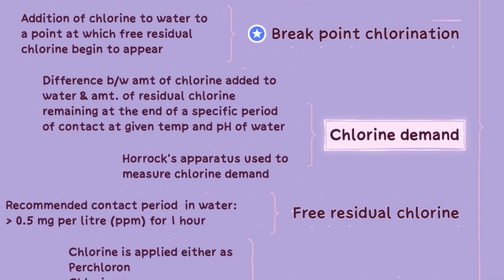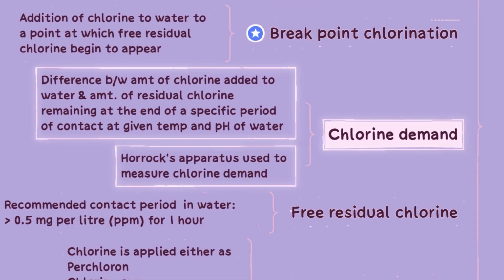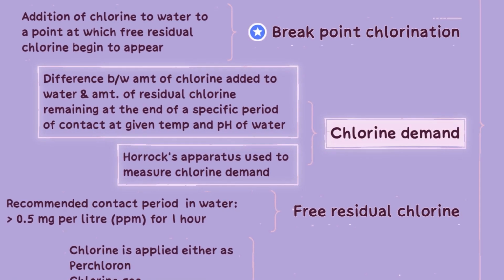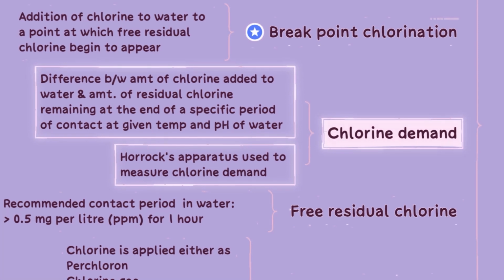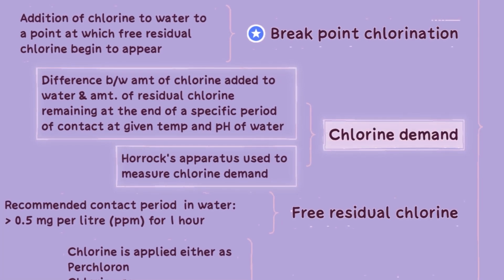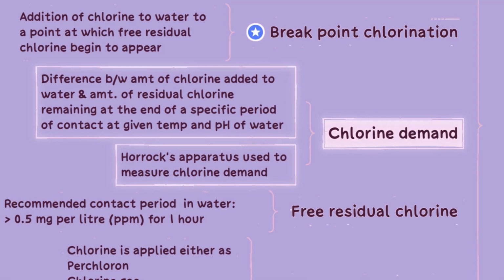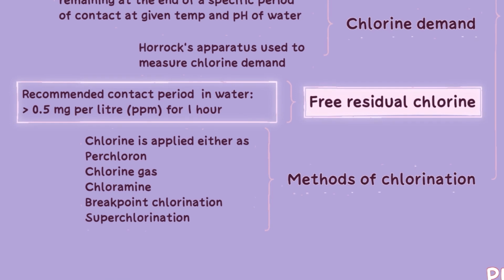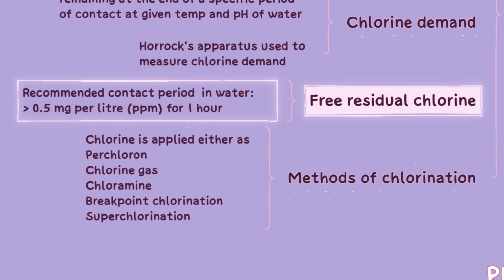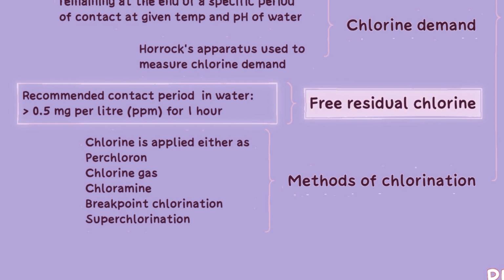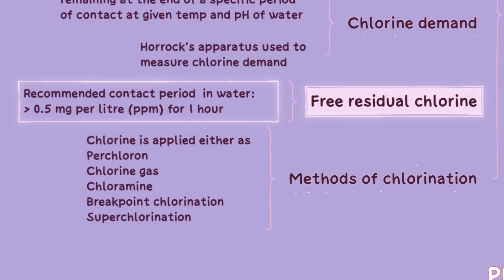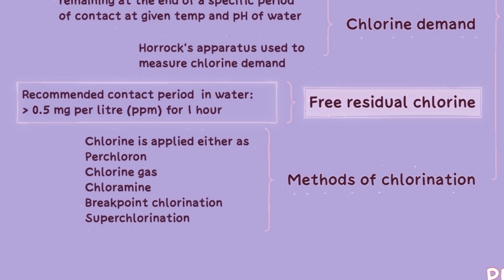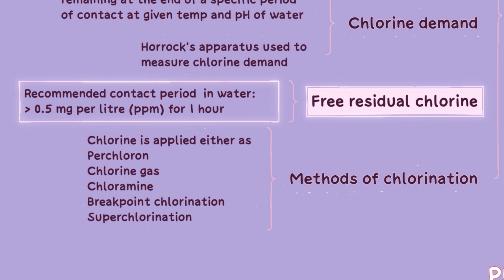Next is chlorine demand. It is the difference between the amount of chlorine added to the water and the amount of residual chlorine remaining at the end of a specific contact period at a given temperature and pH of the water. It represents the amount of chlorine consumed during disinfection. Lastly, we have a recommended contact period. Free residual chlorine, which is the chlorine available for disinfection, should be present in water for a recommended contact period. This period allows sufficient time for chlorine to react with and kill the microorganisms present in the water.